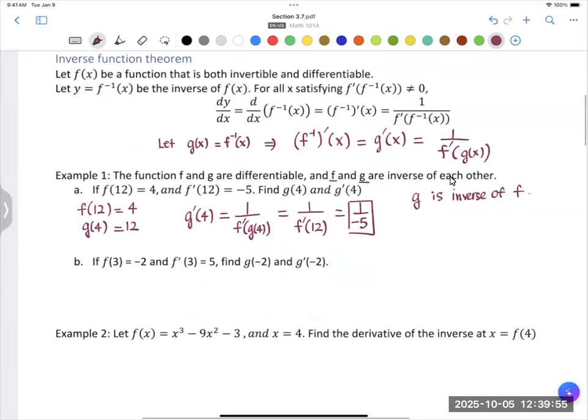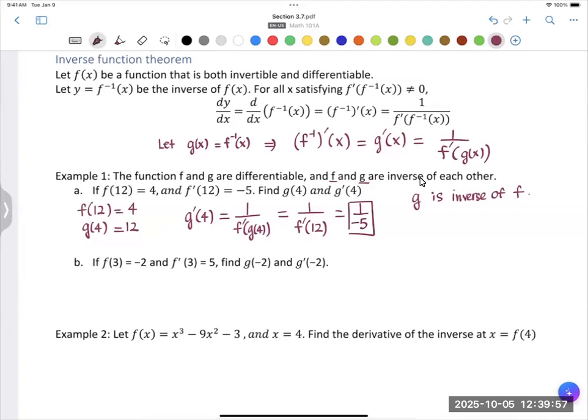Now let's try one more time for the second one. So I have f of 3 is negative 2. The input is 3, the output is negative 2. Then what is g of negative 2? g of negative 2 will be 3. They're just interchanging between x and y.